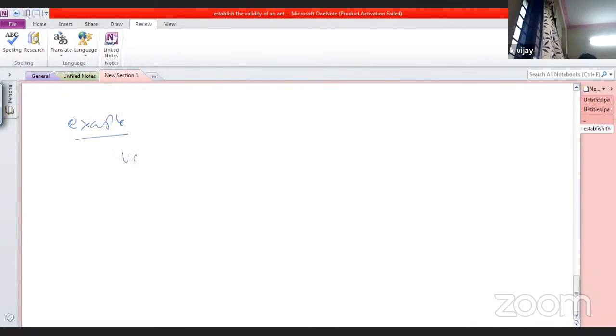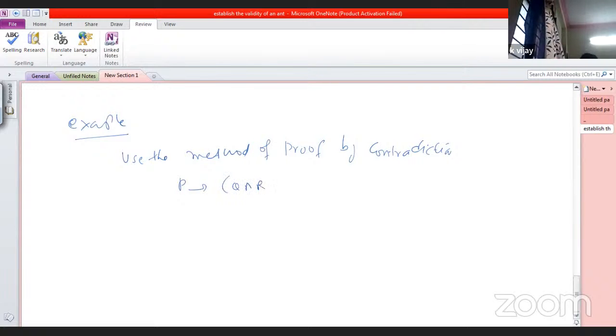Example: use the method of proof by contradiction. We are taking here P implies Q and R. So the condition given is R to S. So these two conditions, Q and R to S, then negation of Q, negation of S. This negation of S means the exact reverse of S. That means negation of P.